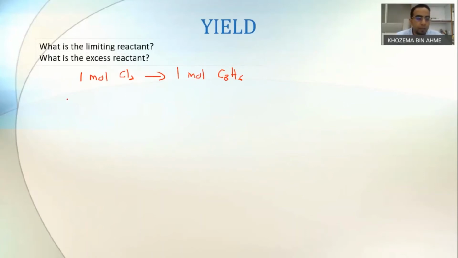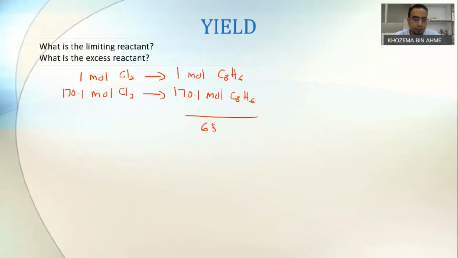So I know that the total amount of chlorine fed to the reactor was 170.1 mole. So if I have 171 mole of chlorine, I will need 171 mole of propane for a complete reaction. But I know that the total amount of propane fed to the reactor is actually 680.1 mole.